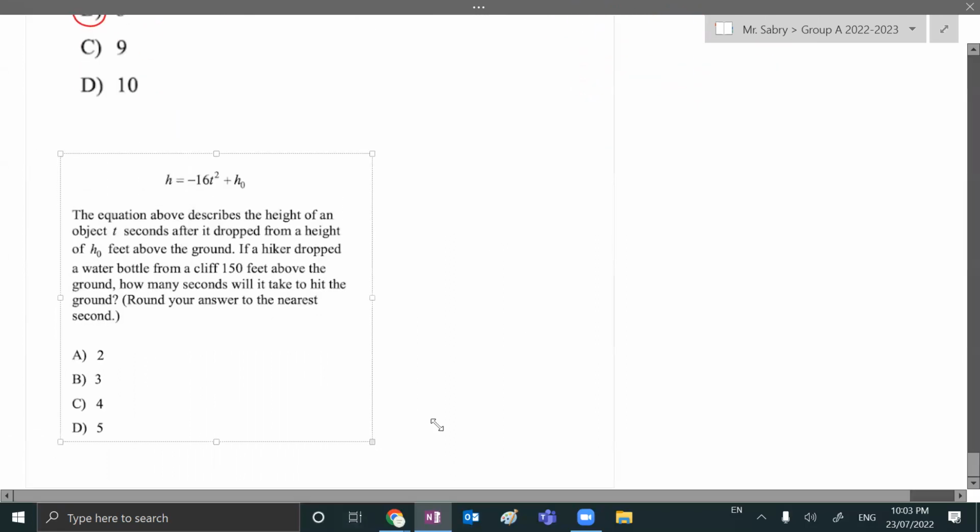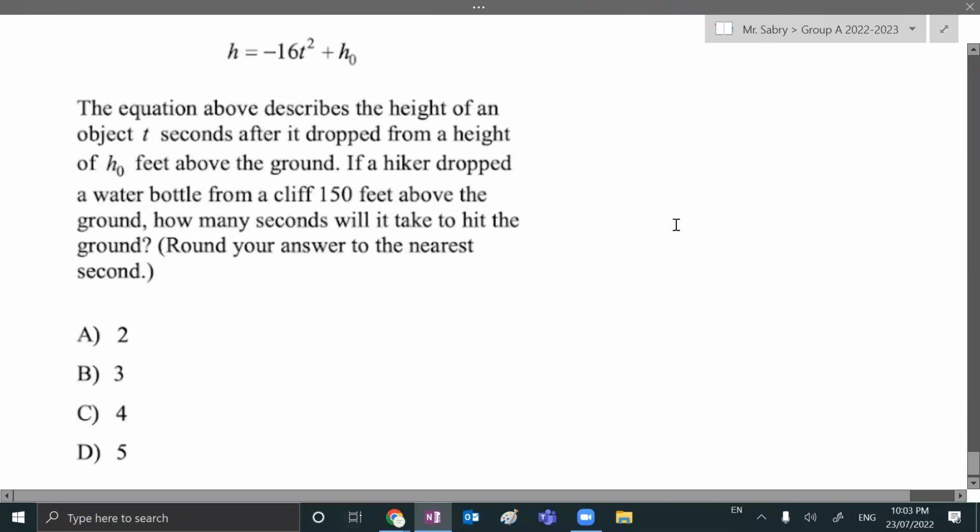This one, the equation above describes the height of an object dropped from a height of h0. So we know that this represents the height it was dropped from. If a hiker dropped the water bottle from a cliff of 150 feet, so this is 150 feet, how long will it take to hit the ground? So this means that the whole thing must be equal to 0, for the height to be equal to 0 when it hits the ground.